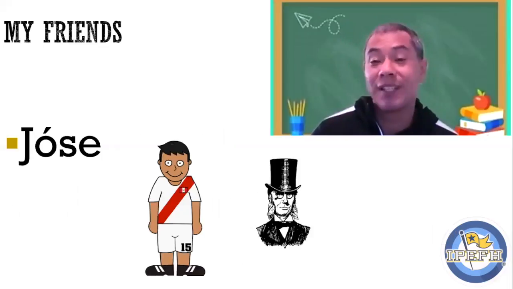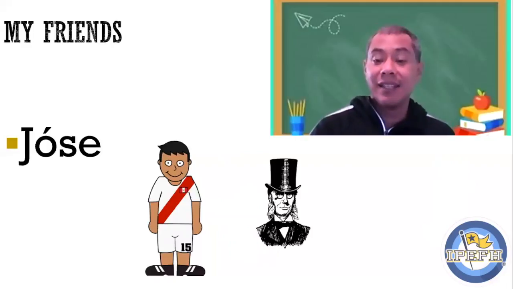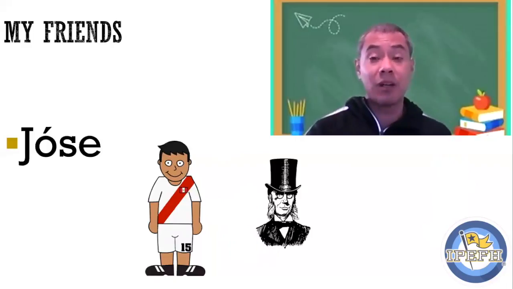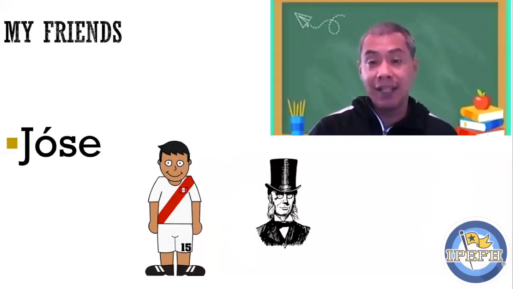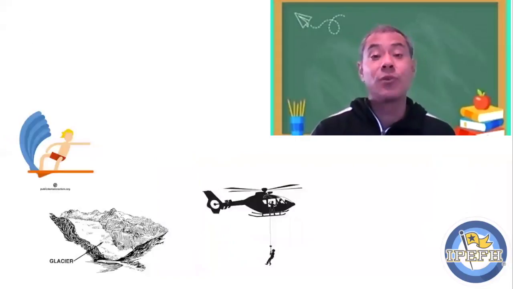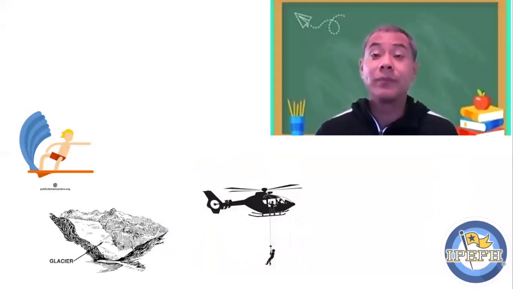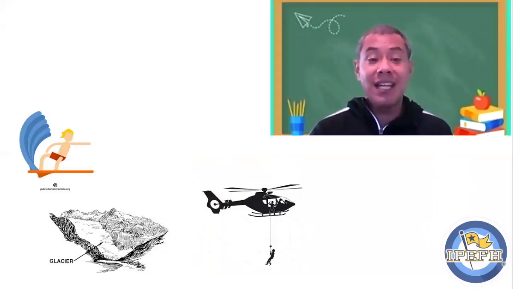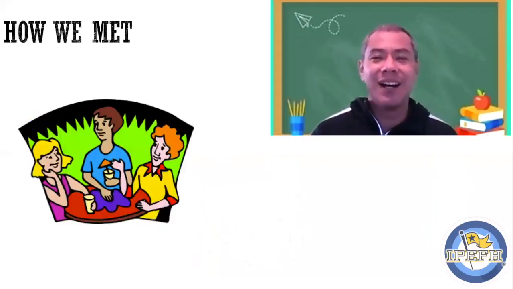My friend Jose, I met him in a school when we were working in Metepec. He lived a long time in Peru, but he was born in the UK. His dad is from the UK. He used to be a surfer, and he has this crazy story. Once he fell inside of a glacier, and he had to be rescued. So it was pretty crazy.